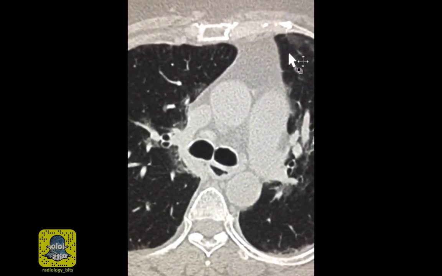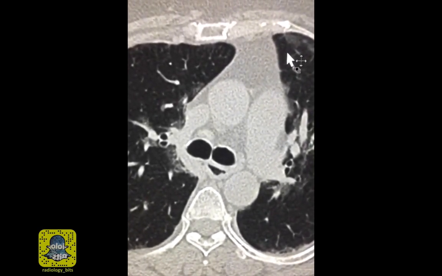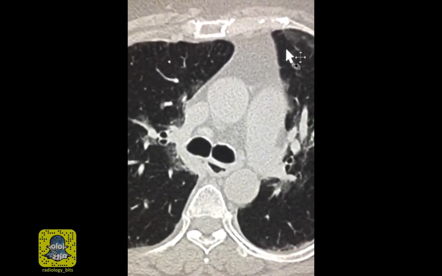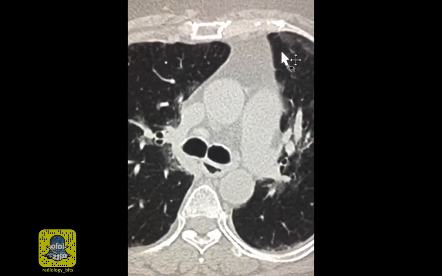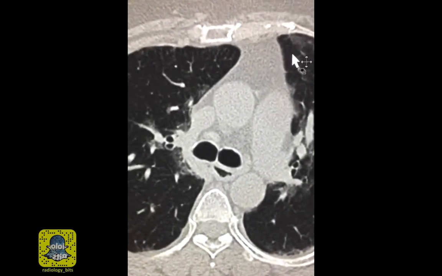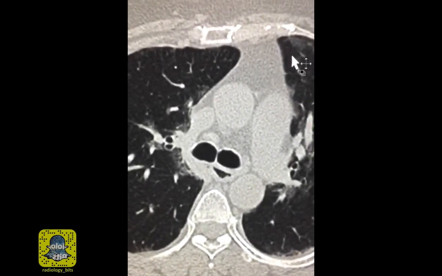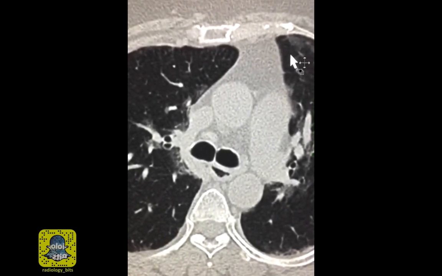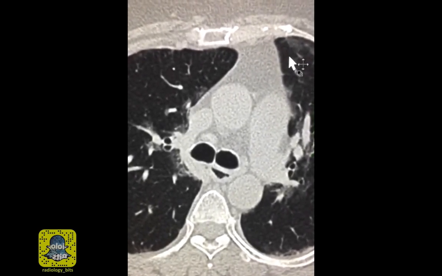Cryptogenic organizing pneumonia is rare. You're not going to see it every day. What's nice about cryptogenic organizing pneumonia is that it's a disease that strikingly responds to steroids. So if you give the patient steroids, he improves in a dramatic fashion, and that includes even imaging improvement as well.